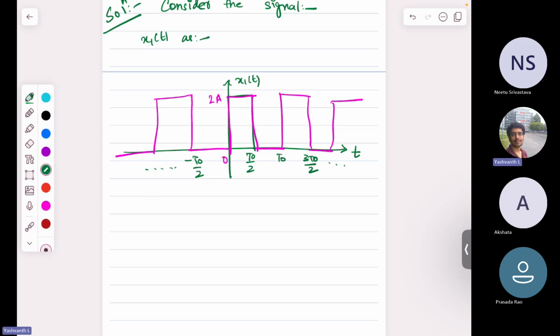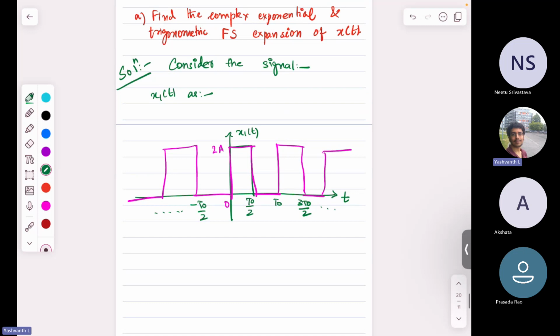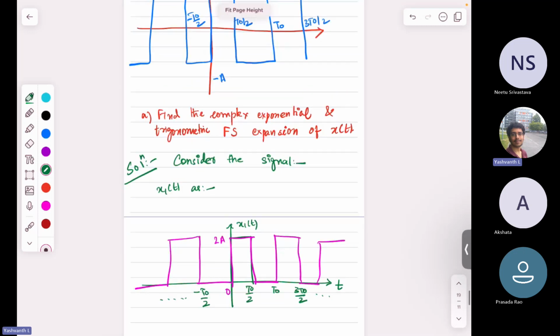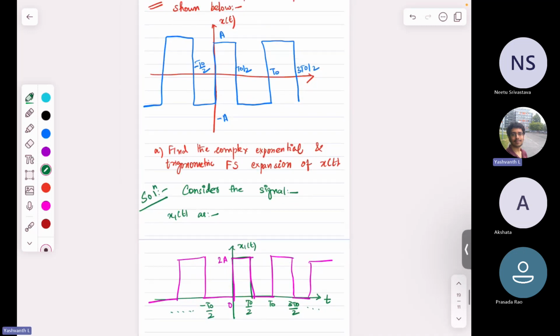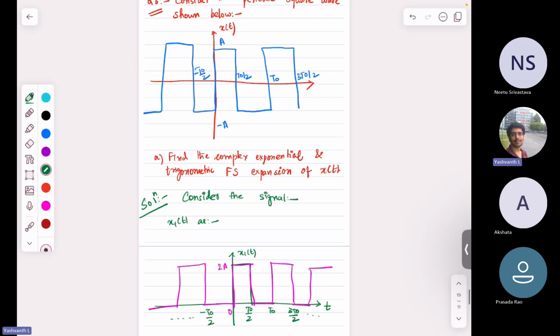Now, basically, what I'm going to ask you is, can you relate x1 of t and x of t? I'm zooming out a bit. How are x1 of t and x of t related?